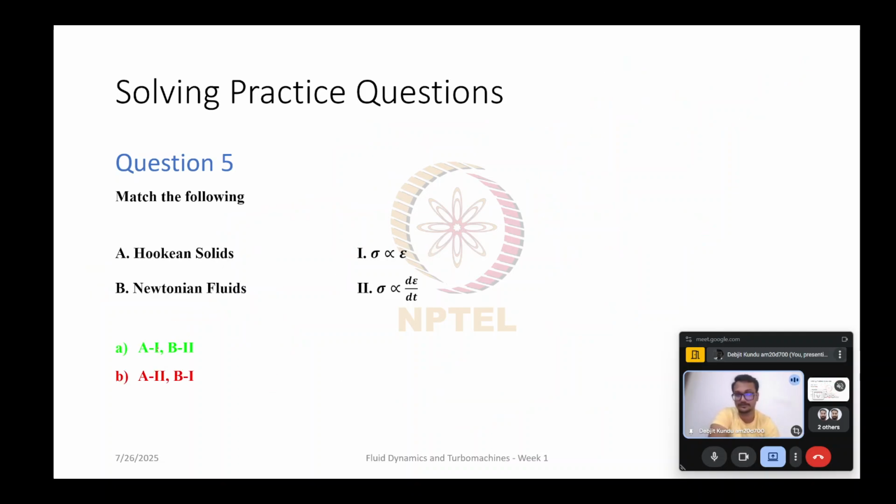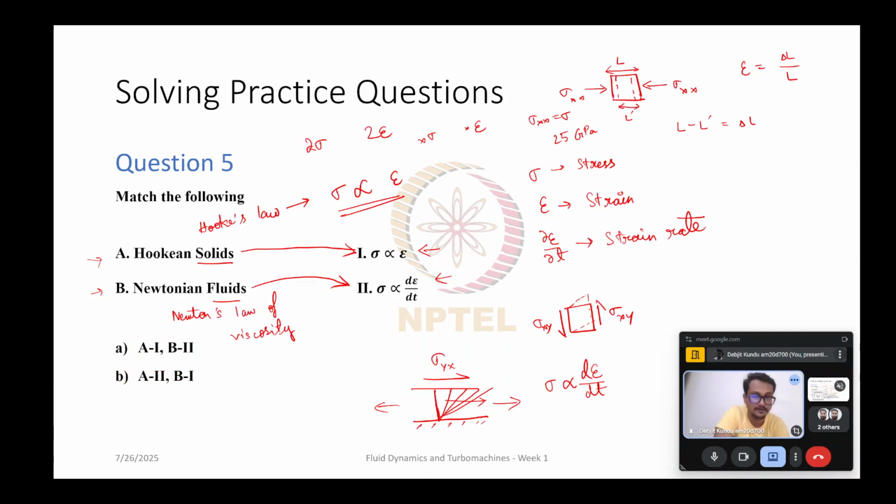So you can look at the solution. Yeah, it's A1 P2. If you have any questions, go ahead, please.